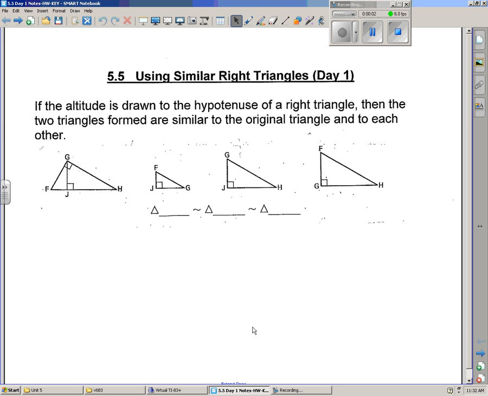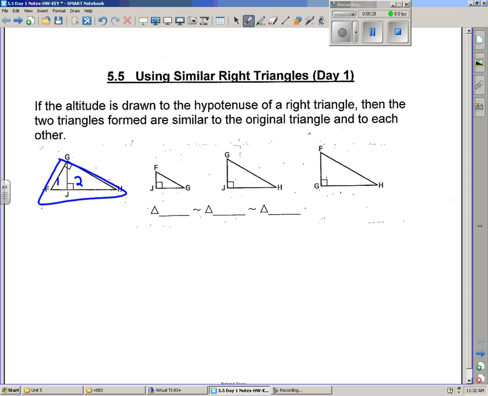So for today, we're going to be dealing with similar right triangles. What you need to understand is that if the altitude is drawn to the hypotenuse of a right triangle, then the two triangles that are formed are similar to the original triangle as well as similar to each other. So you need to take a look at the fact that there happen to be three triangles here: a small triangle, a medium triangle, and then the large triangle.